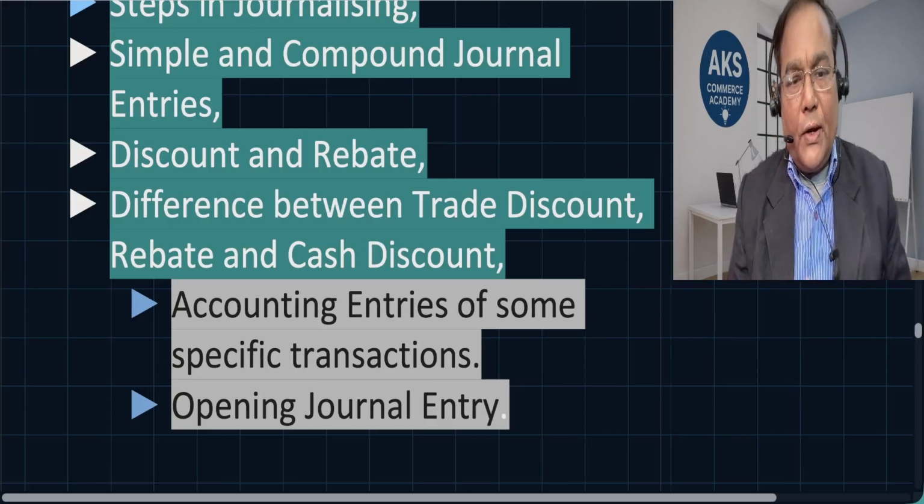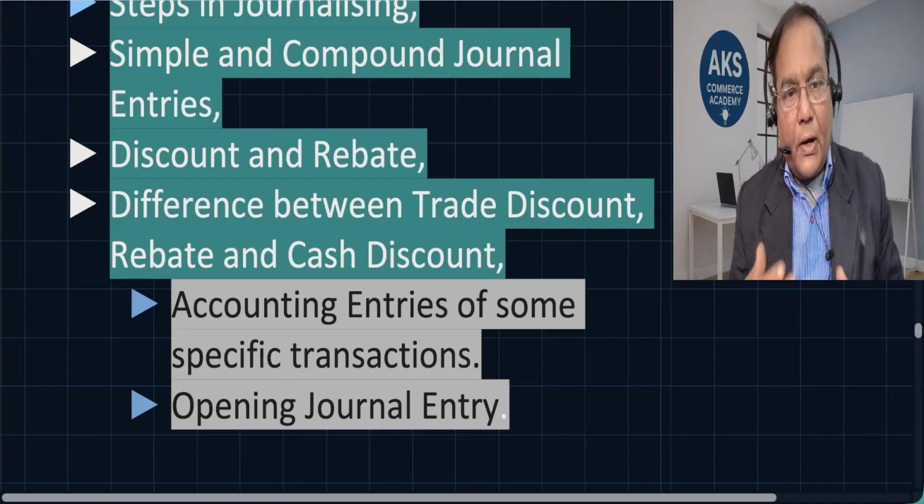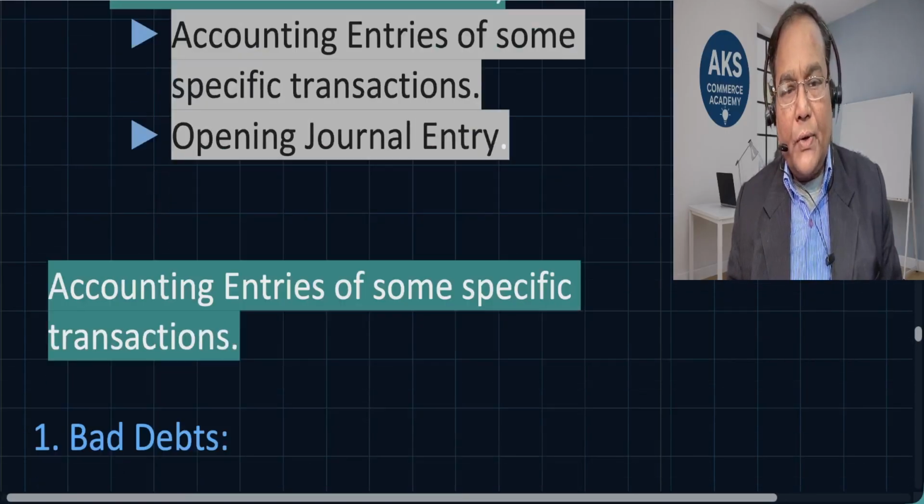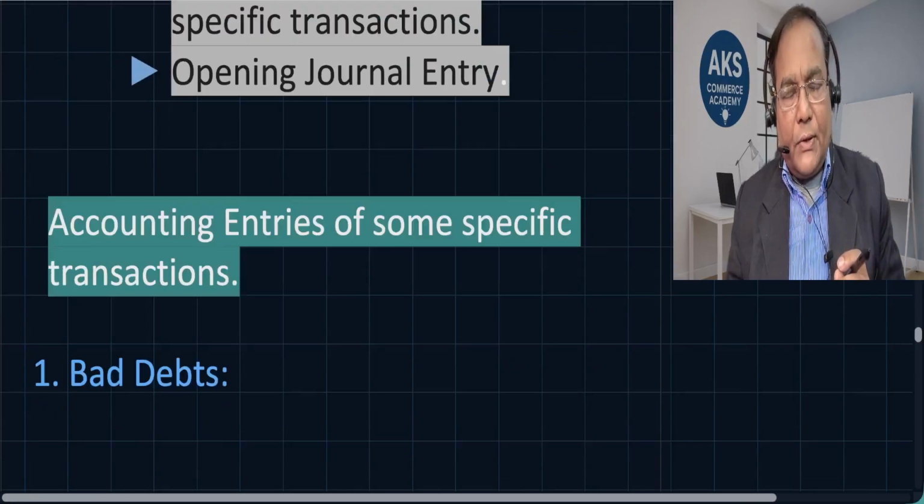So today I'm going to take up the last two aspects which are very crucial and important before we conclude this chapter for all of you to understand. So let us see what are these two. These are accounting entries of some specific transactions, I'll help you understand this. And secondly, the opening journal. So let's begin with today's discussion.